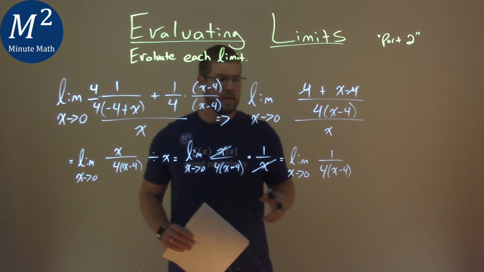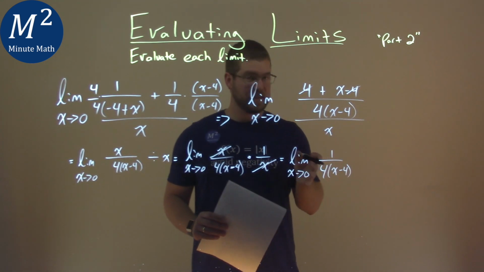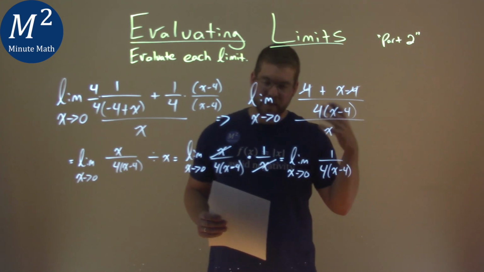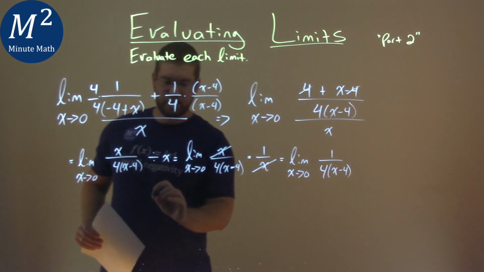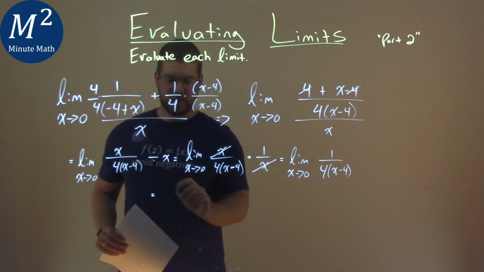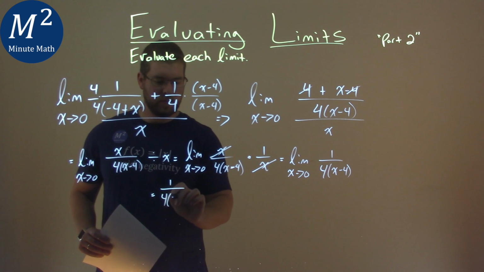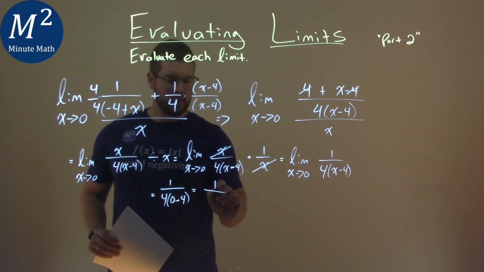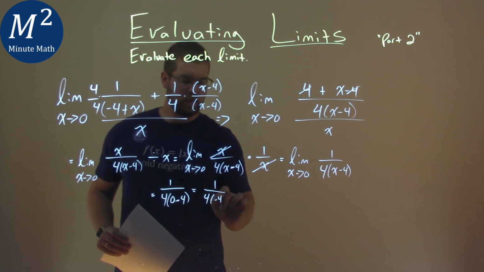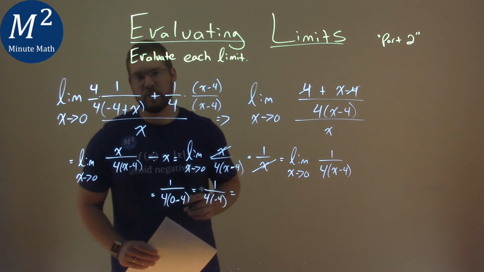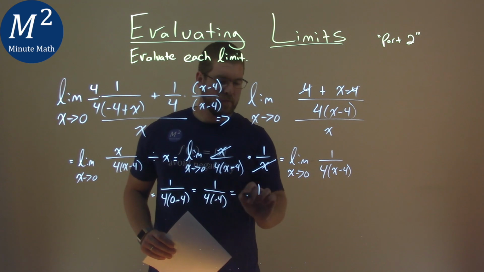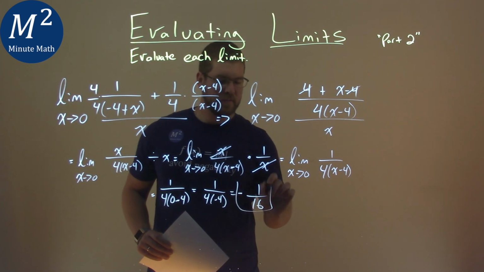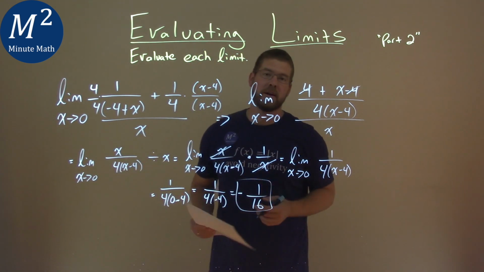Well, at this point, our rational function only doesn't exist when the denominator is equal to 0. And 0 goes in, we're good. So now we can take that limit. We plug 0 in for x. We have 1 over 4 times 0 minus 4. Well, 0 minus 4 is a negative 4, so we have 4 times a negative 4. And 4 times a negative 4 is a negative 16. So we have 1 over negative 16, a negative 1/16, and that is our final answer.